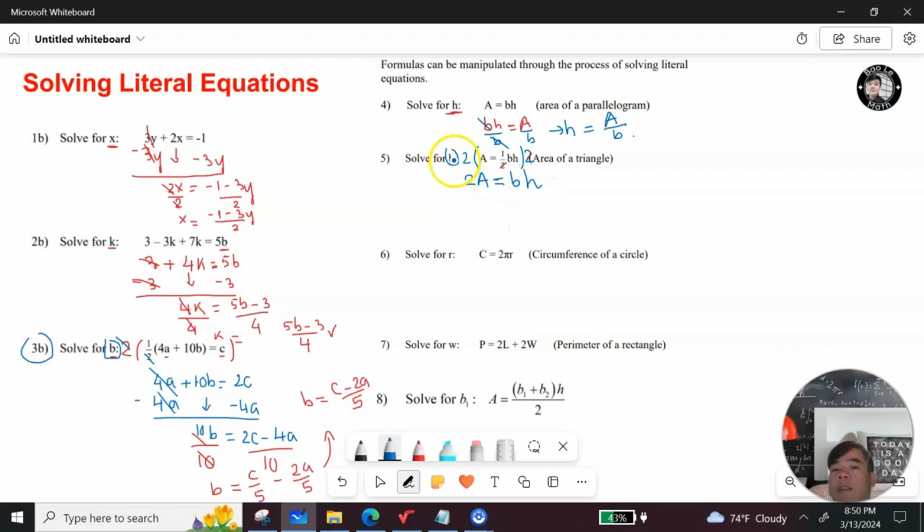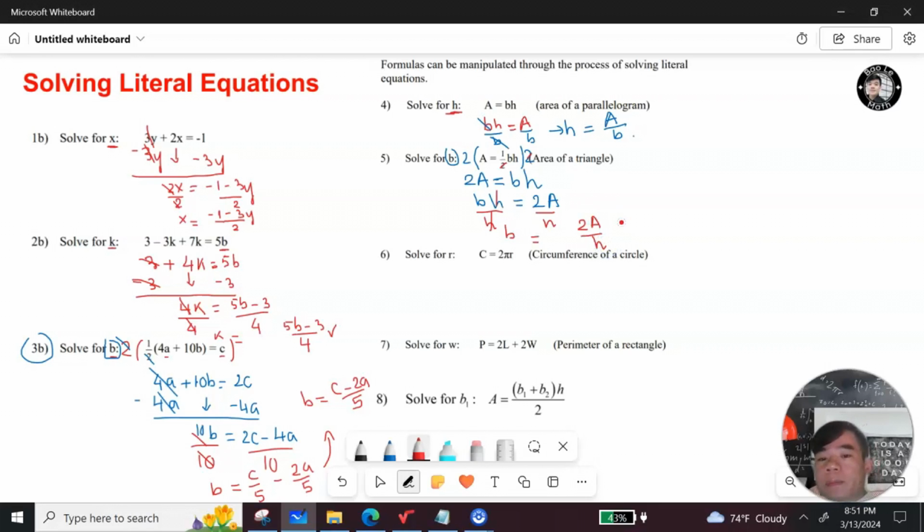h. Now I need to solve for b, so I just rewrite this equation to a. Alright, now I need to solve for b. So I need to isolate b, which means I need to eliminate h right here. So I divide both sides by h. Divide both sides by h. So h cancels out. I have b equal 2a divided by h.